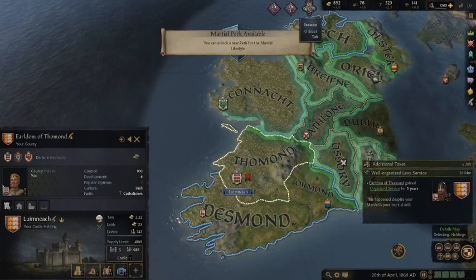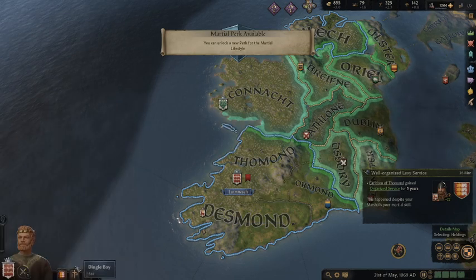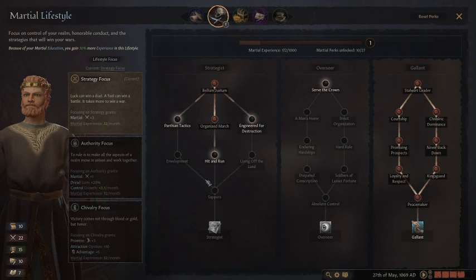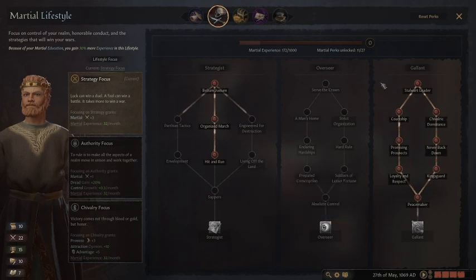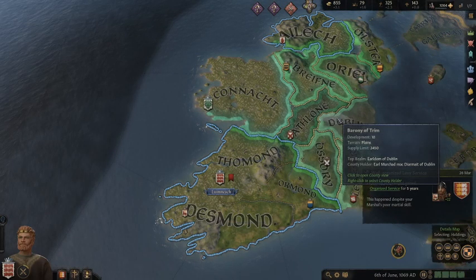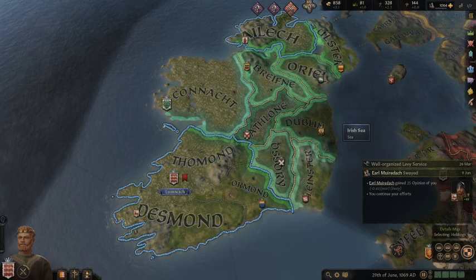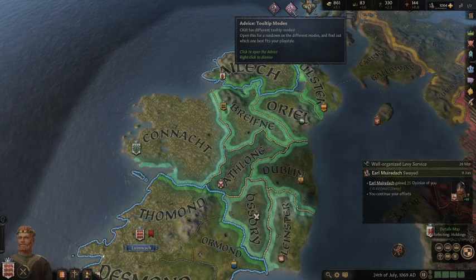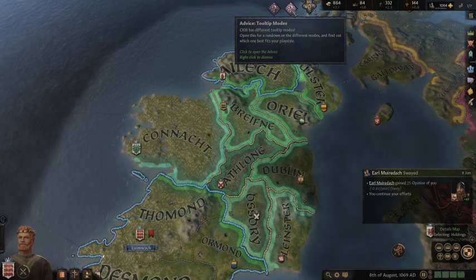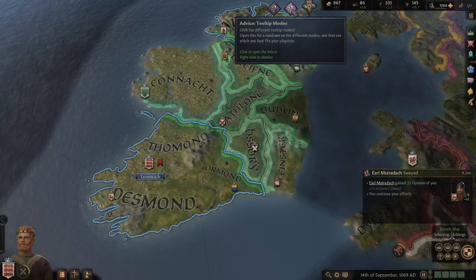And I gained another unlock for my martial lifestyle, so might as well just pick up hit and run. Now we're back to just waiting for things to tick up. I need more prestige, especially since I spent like 75 of it due to having to take the time to carry water.